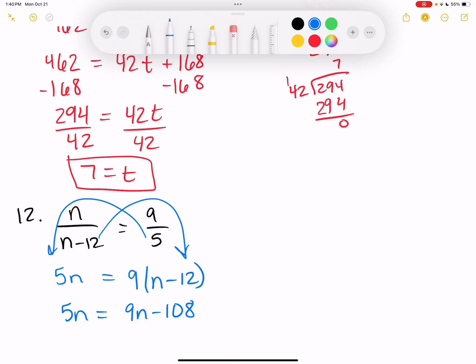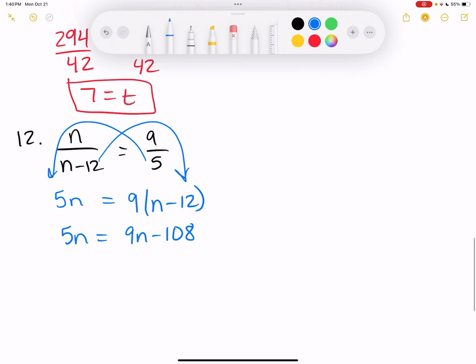So now I have a variable on both sides. What do you think I need to do? Subtract 9n. So I get negative 4n equals negative 108. Now what? So you divide by negative 4. And that should give you n equals 27.